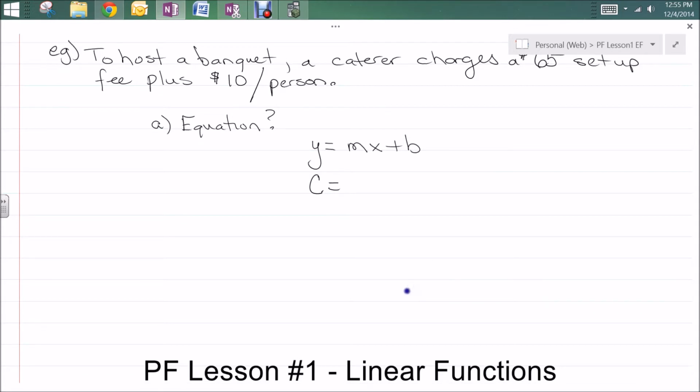$65 setup fee, $10 a person. $10 per person is my rate of change. Every time I add a person, it goes up by 10. So my slope is positive 10. X is the number of people. I'm going to write P for people because I want to change the letters. And B is what I started at. It cost me $65, so I'm starting at my $65 amount.